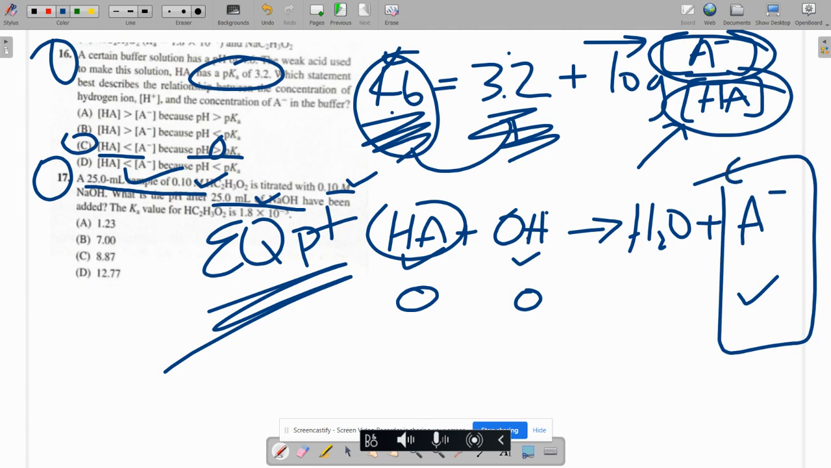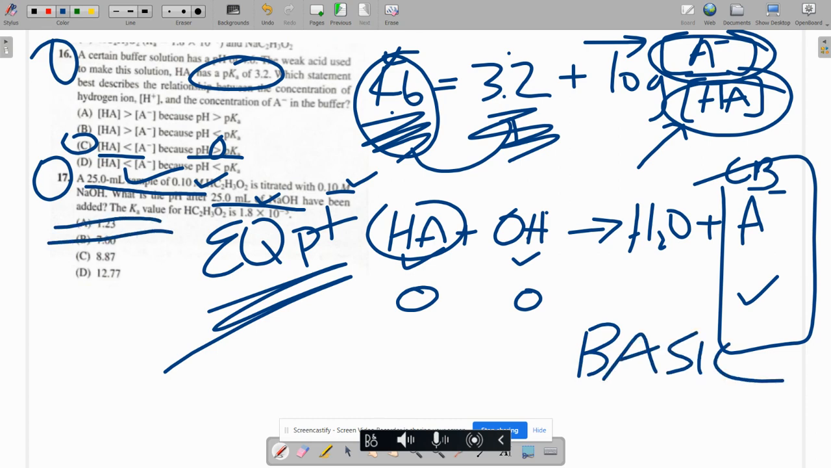A minus being a conjugate base is going to hydrolyze. So it's going to react with water to make HA plus OH minus, which is going to make a basic solution. So that's what's going on behind the scenes. So definitely A is out, B is out. C and D, they're both basic. But the bottom line is it's a conjugate base. So I'm going to say 8.87 seems much more reasonable, just because 12.77 seems too basic.